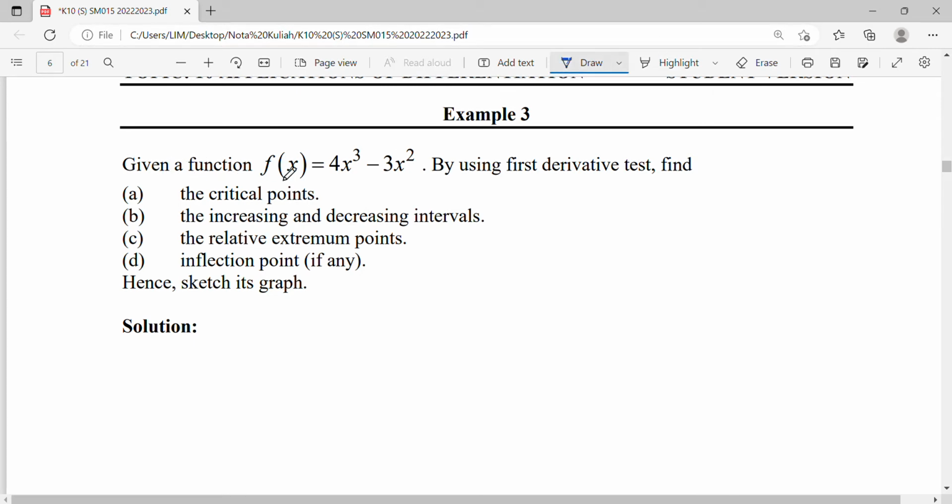Given a function, by using the first derivative test, find the critical points, the increasing and decreasing intervals, the relative maximum and extremum points, and the inflection point, then sketch the graph. So let's do it one by one, first for question A.